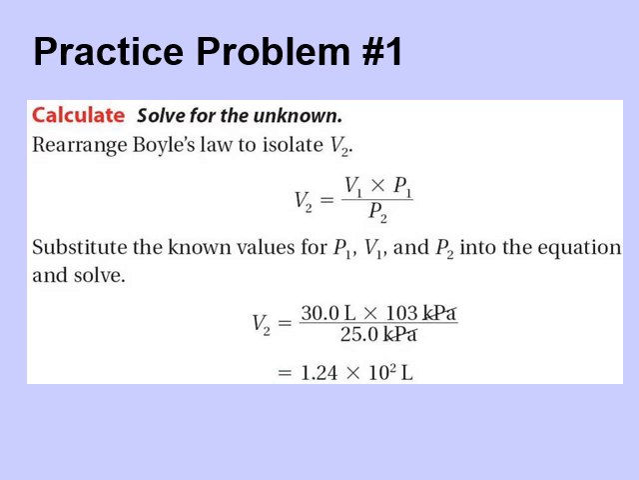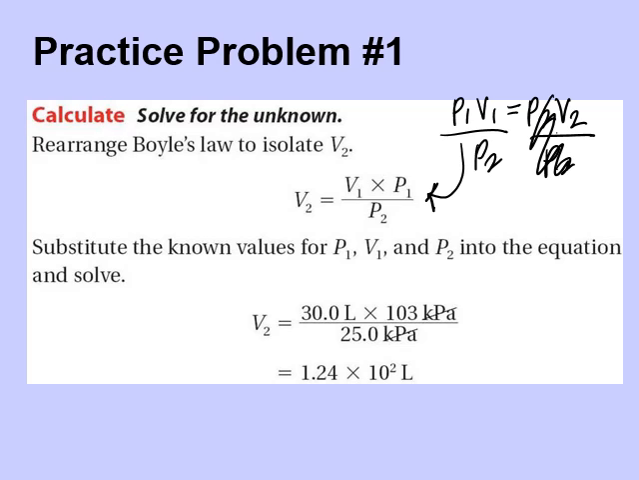What we've done here is a rearrangement of P1 V1 equals P2 V2. In order to get V2 by itself, you have to divide by P2. So divide both sides by P2, and that's how we get this equation here. That is not necessary to do before solving the problem, but it can make it a little bit easier. Now all we have to do is plug in those variables that we defined as our knowns and solve for volume.